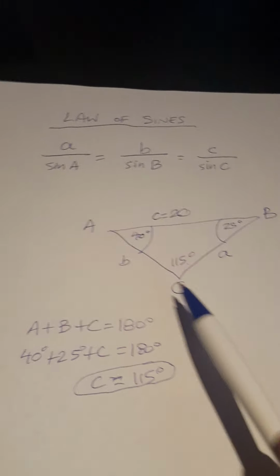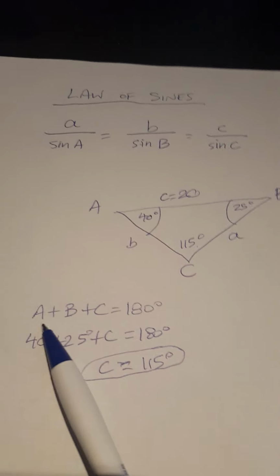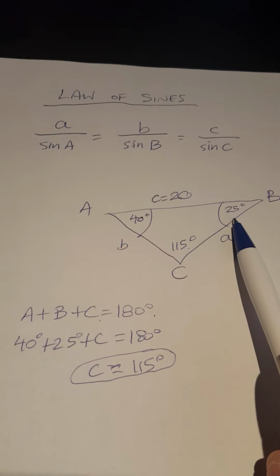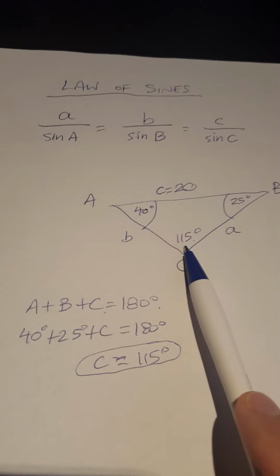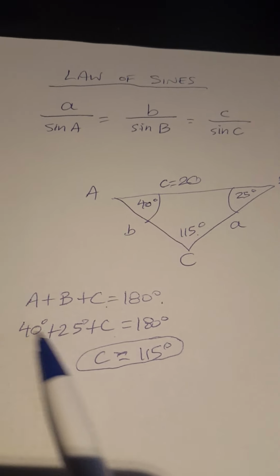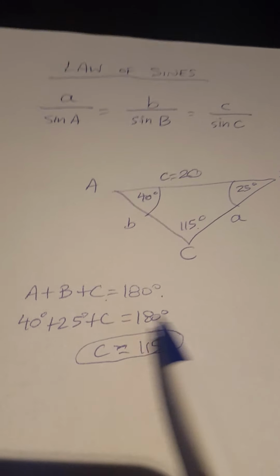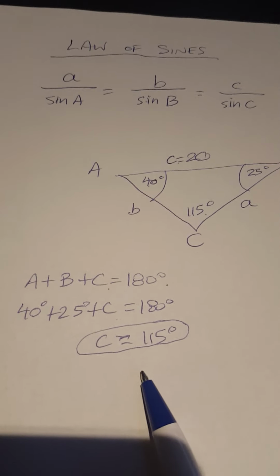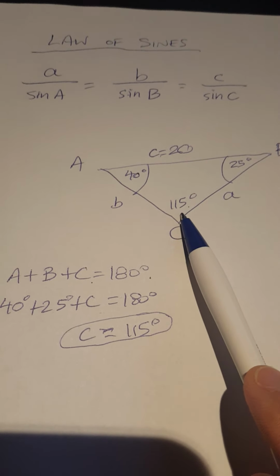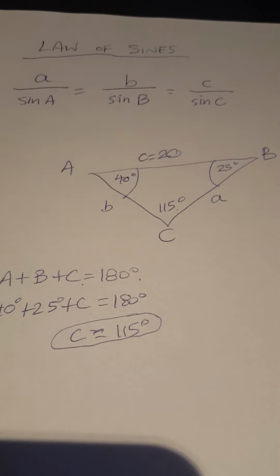Now here we can solve for angle C because all three angles have to add up to 180. So that means that we have 40 plus 25 plus C, which we don't know at this point, is equal to 180, and here we can solve for that because 40 and 25 is 65. 180 minus 65 is going to be 115 degrees. So here we would be able to get that angle C is 115.